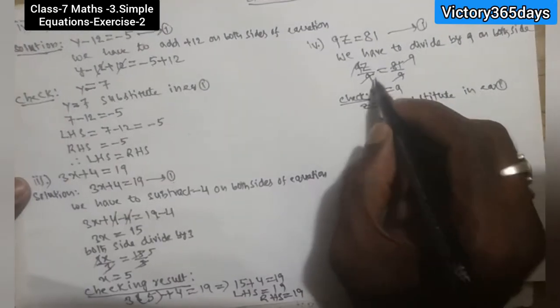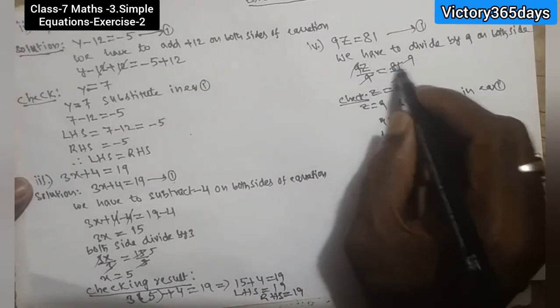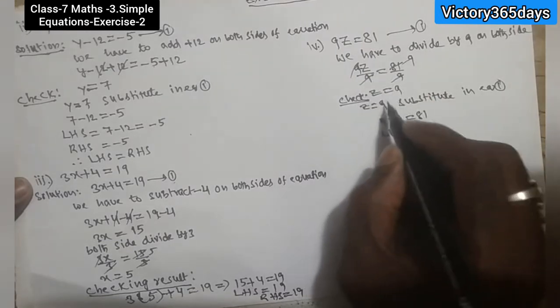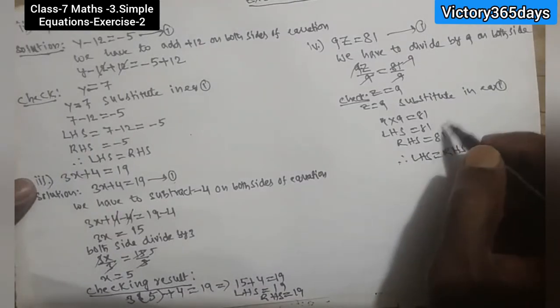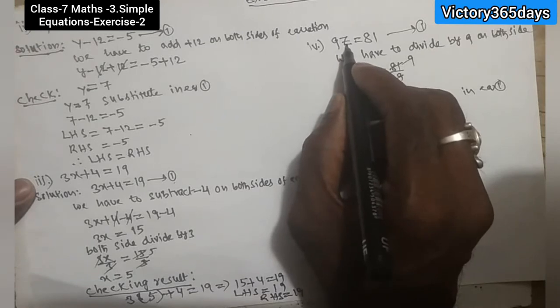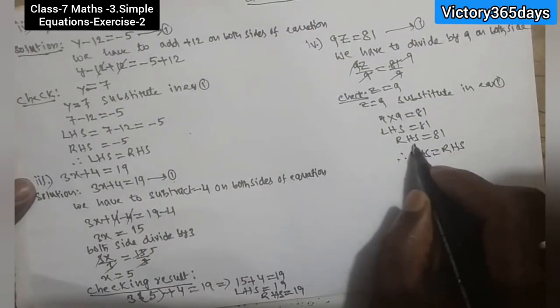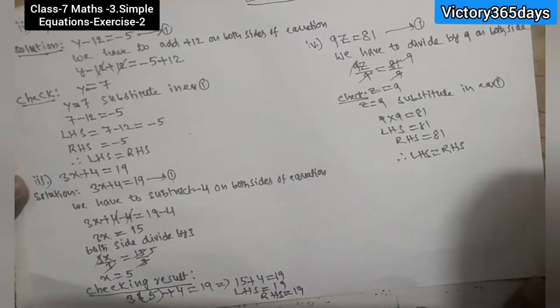So here 9z by 9, 9 cancels, equal to 81 by 9, 9 ones are 9, nine 9s. So here we get z equal to 9. Checking that result, z equal to 9, substitute in equation 1. So we get 9 into 9, in z place we are taking 9. 9 into 9 equal to 81. Left hand side is the same as right hand side, 81 is there. So LHS equal to RHS.